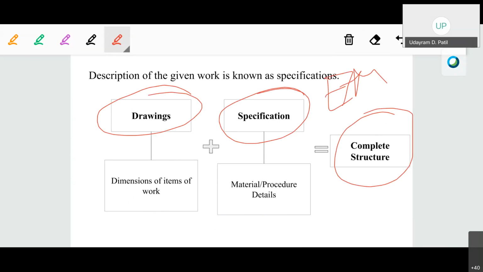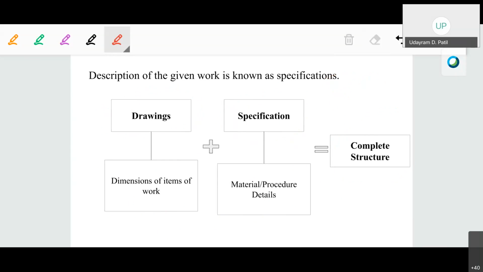Okay, even with the drawings, only drawings. Okay, suppose you go to construct something, in that case only drawings will not be sufficient. Whether while submitting the particular drawings to the labor or the contractor, those drawings alone will not be sufficient. The contractor has to know what type of materials you require in your particular building.